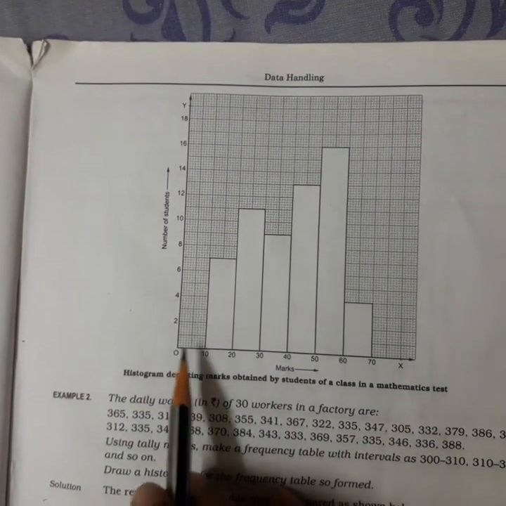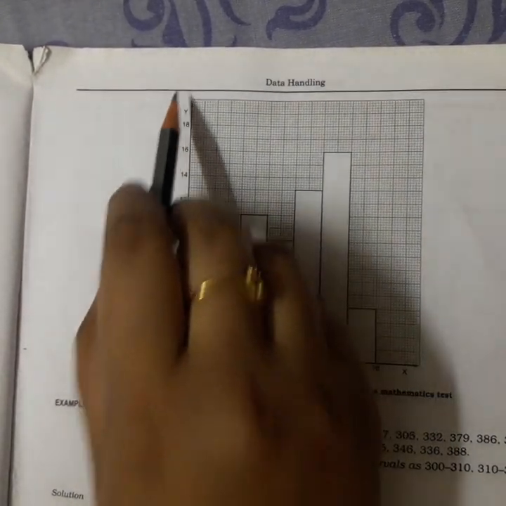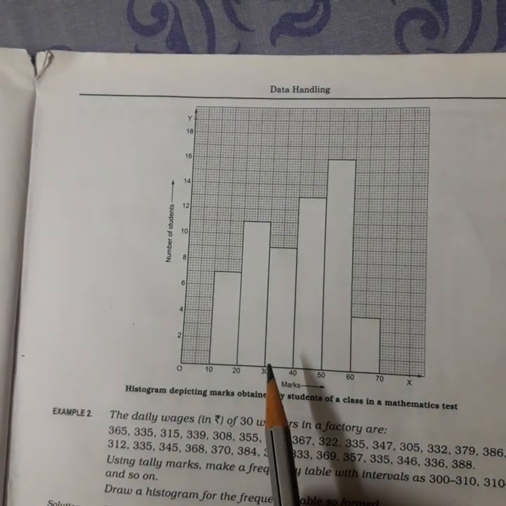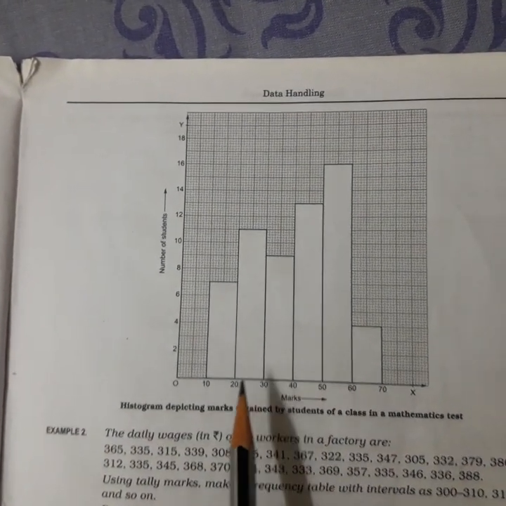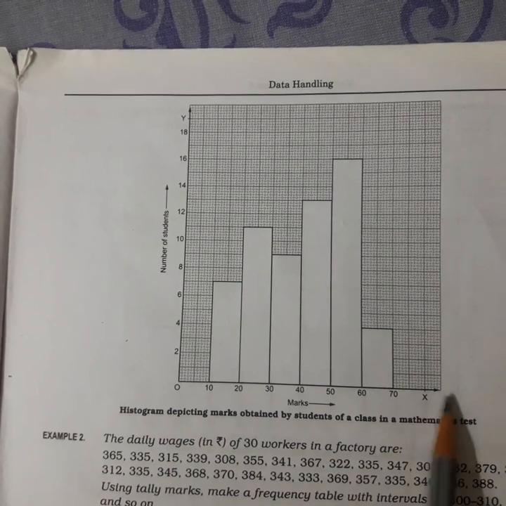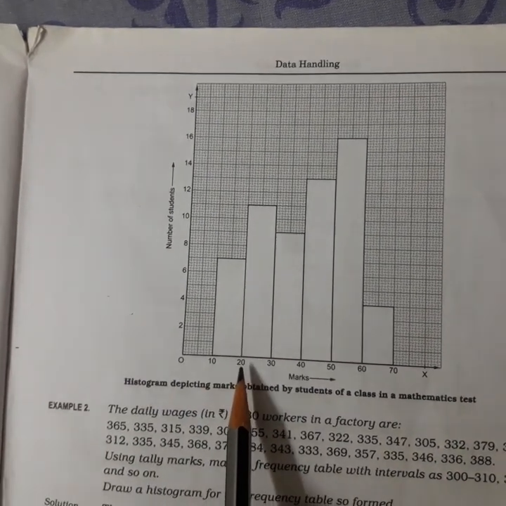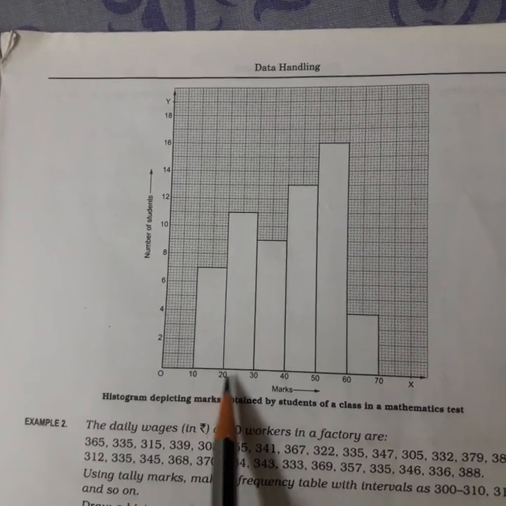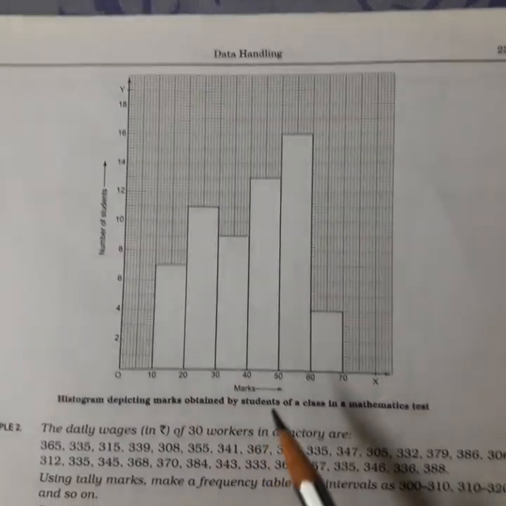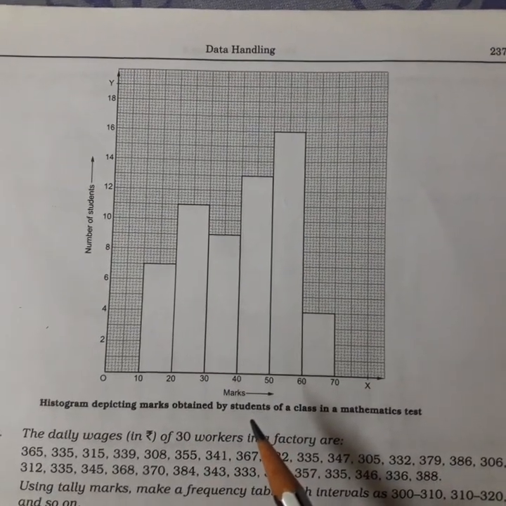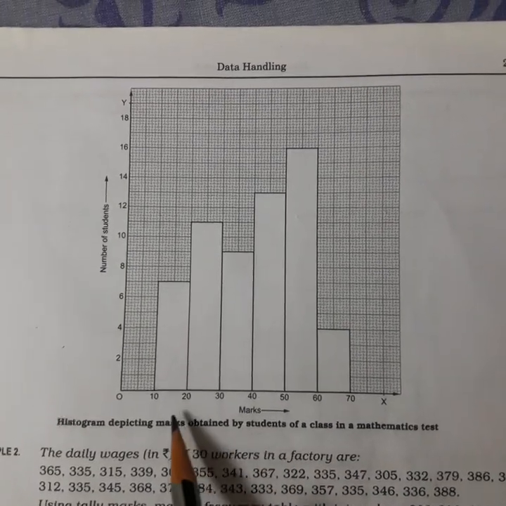Here see that x-axis and y-axis is there. In graph paper you have to draw the histogram. So in x-axis we have to plot the class intervals, that is 10 to 20, I am giving as examples, 10 to 20, 20 to 30. According to your question, whatever the class intervals are there, that you have to plot in x-axis.